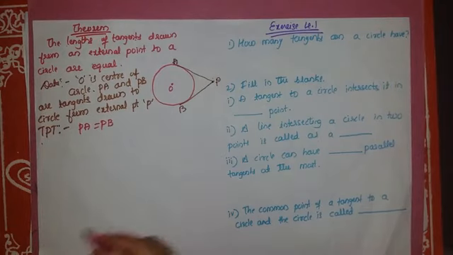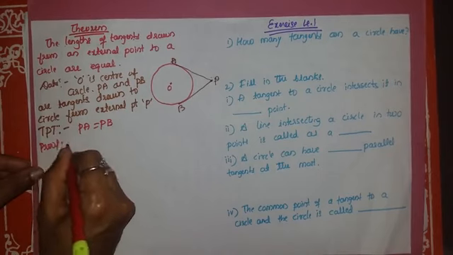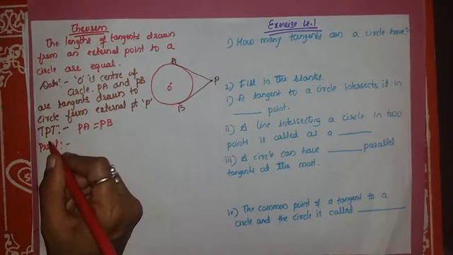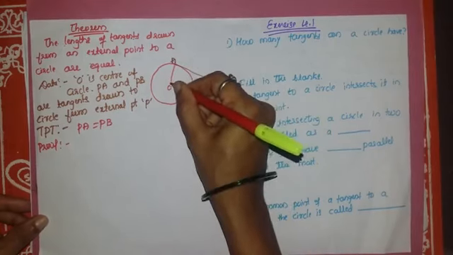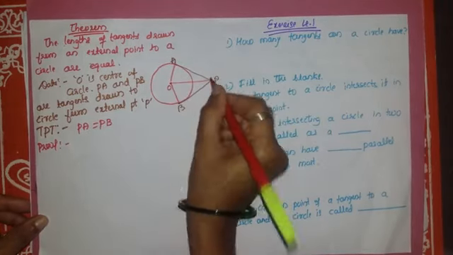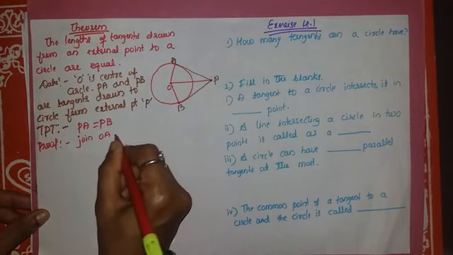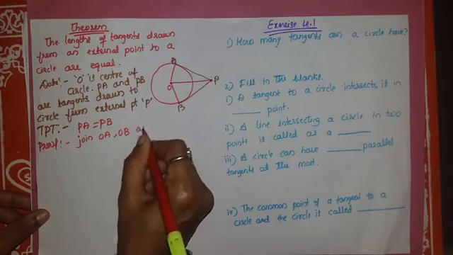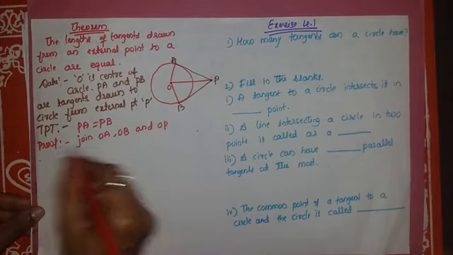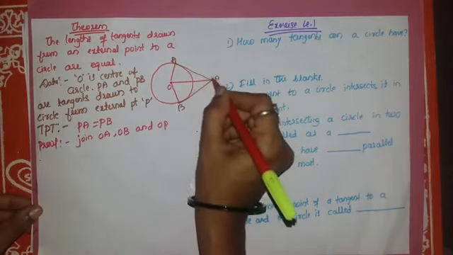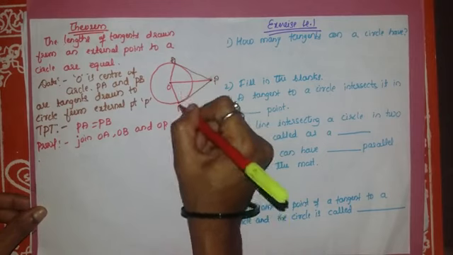Then I do some construction, or you can write it in the proof. Here I will join OA, OB and OP. Now in the proof, we have two triangles, AOP and BOP.